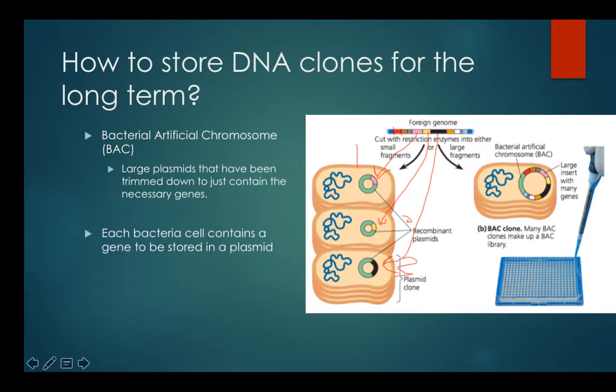Now each bacterial cell contains the gene that's stored in the plasmid, and you basically put it into a box that looks like this, and each one of these little containers here, the little circles, is going to store one gene. We call this a genome library, and basically a large collection of bacterial artificial chromosomes we call a genome library, because it's basically a library of DNA.